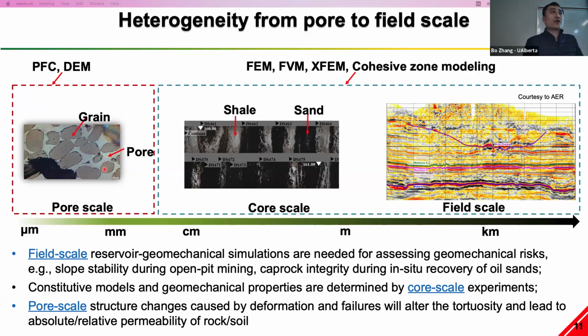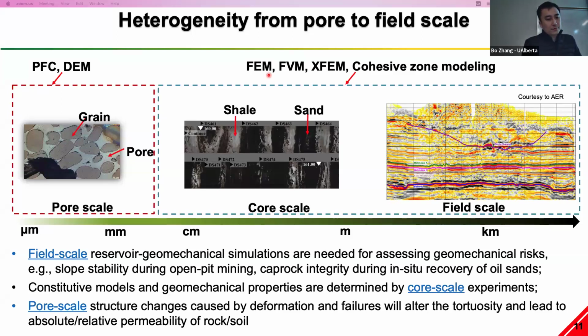And those pore structure heterogeneities are really important for us to understand. The pore structure changes caused by deformation and failure will alter the tortuosity in the pore space, and also lead to changes in the absolute and relative permeability of the rock and so on, right? But right now, we're not diving very deep into the pore scale. We are more focused on the continuum scale, where finite element modeling, finite volume modeling, or cohesive zone modeling are used for both continuous and discontinuous modeling.